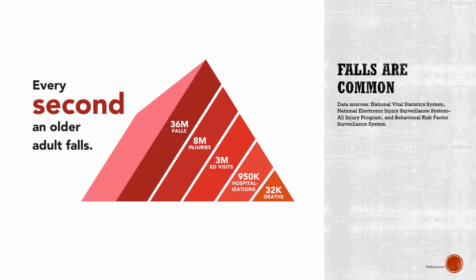When we look at our population specifically, an adult falls every second, older adults over the age of 65, and especially within our community. So that's a lot of falls. They lead to over 950,000 hospitalizations just within the senior housing communities alone every year, and over 32,000 deaths. So it's really important that we as an organization and as care providers are recognizing what we can do about falls and really how to mitigate as much of that risk as possible.